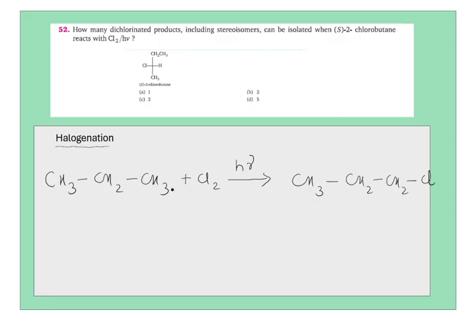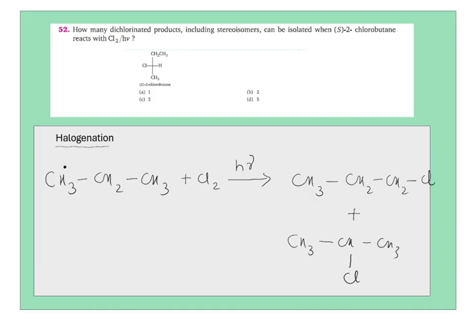Why do we have to remove only from this carbon? Can we remove from here? Yeah, we can remove hydrogen from the second carbon, and the chlorination can happen at the second carbon. So we get a mixture of products. This reaction is called halogenation, and if you do it with chlorine, we are going to call it chlorination.